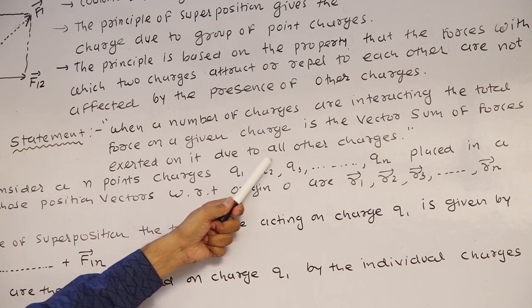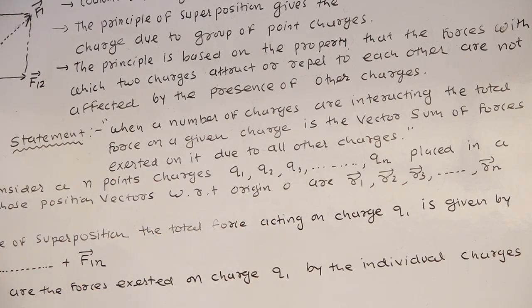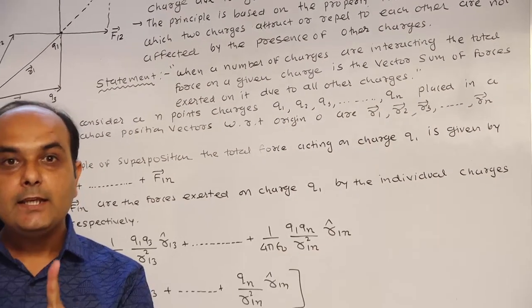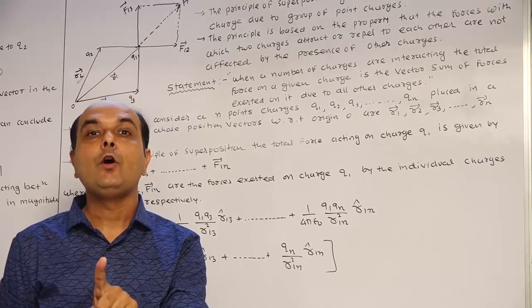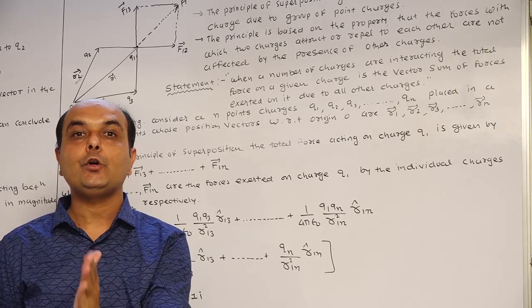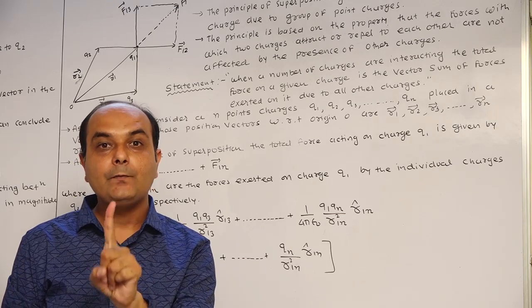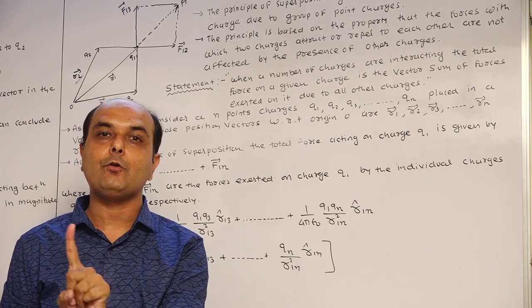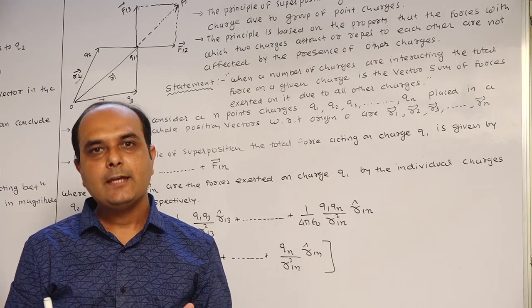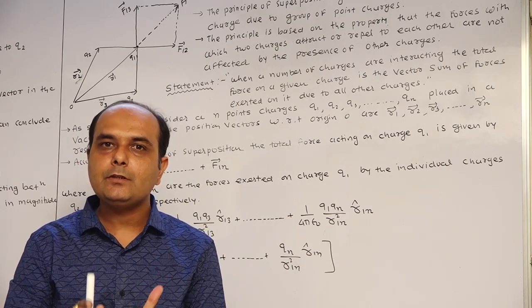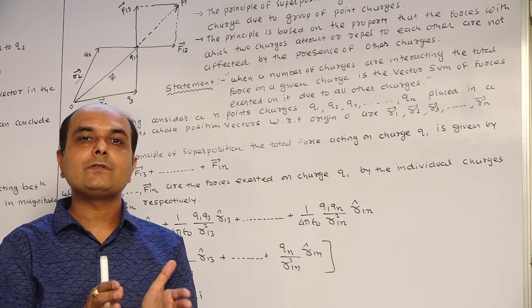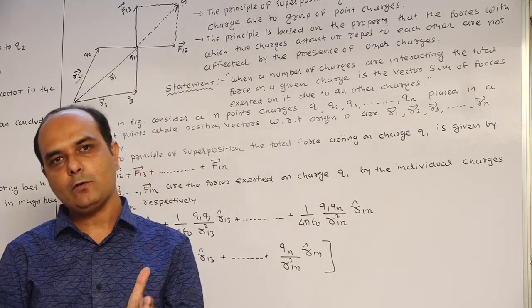The vector sum of all the forces exerted due to all other charges. It is a very simple statement. The resultant force acting on a charge is equal to the vector sum of the forces produced due to all other charges. In short, the resultant force can be calculated by using vector addition, and it can be calculated by using the law of parallelogram.